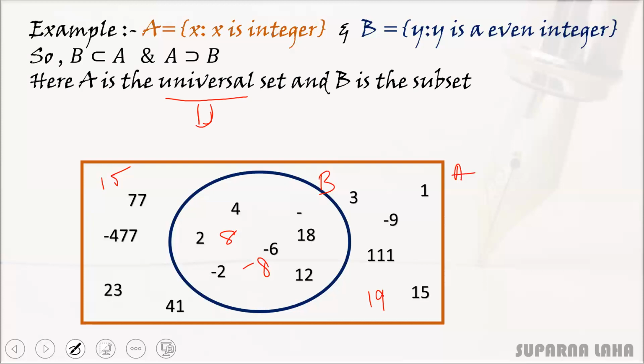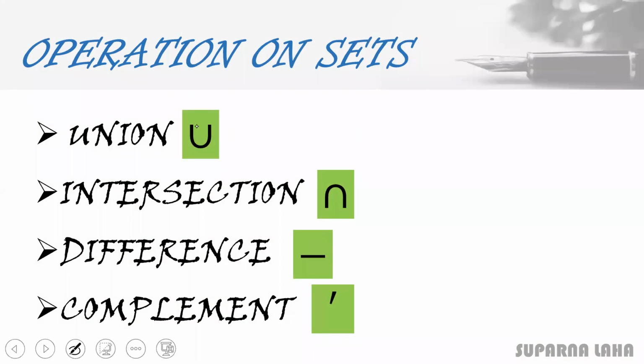So let's start with operations on sets. We will talk about four operations: union, and the symbol of union is this; intersection, and the symbol of intersection is this; difference, and the symbol of difference is this; and complement, and the symbol of complement is this. In this video we will talk about union, intersection and difference. In the next class we will talk about complement.